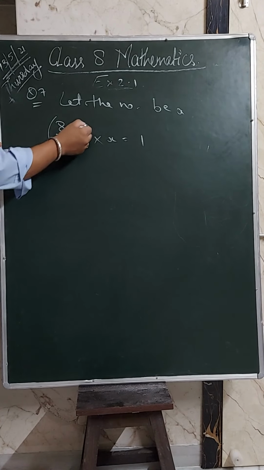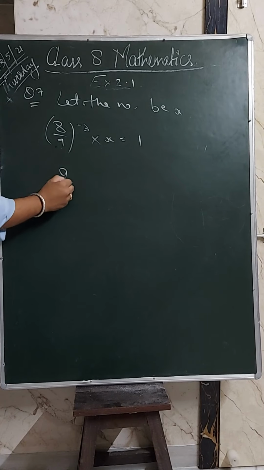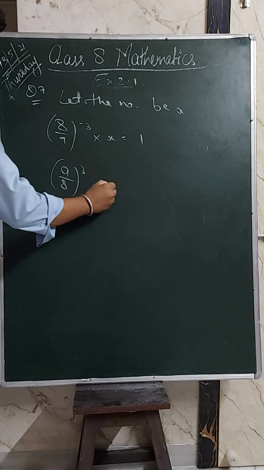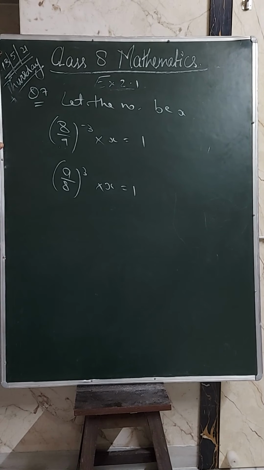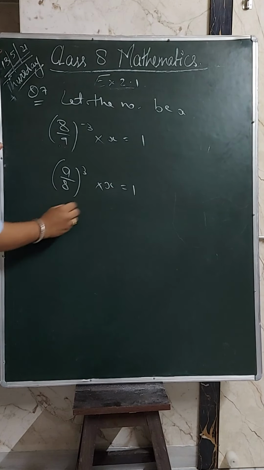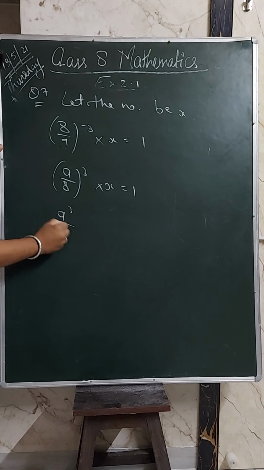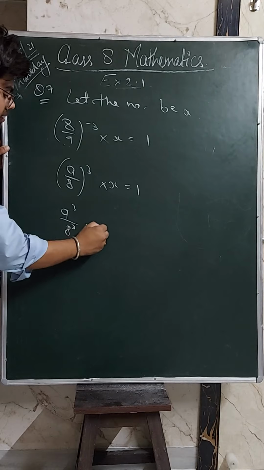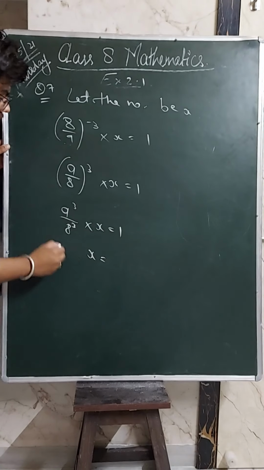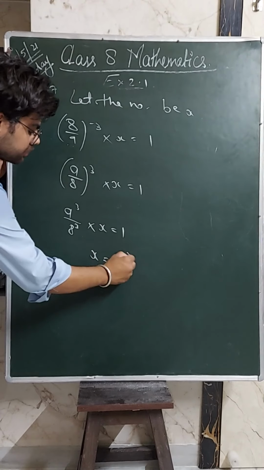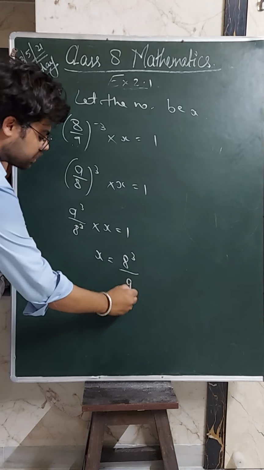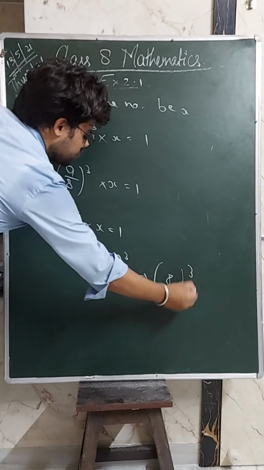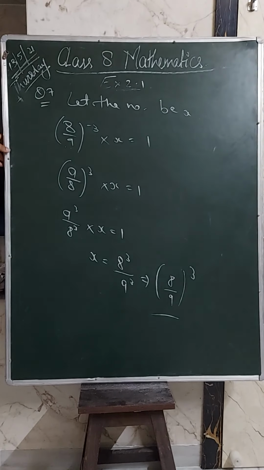So I want to first make it the same positive power. 9 upon 8, we can write this also, power 3, into x is equal to 1. Now 8 will go up, listen, or I will separate the power also: 9 power 3 upon 8 power 3, multiplied by x is equal to 1. So what is the value of x? 8 power 3 will go there, 9 power 3 will go down, or I can write this also, 8 upon 9 whole power 3. This is the answer.